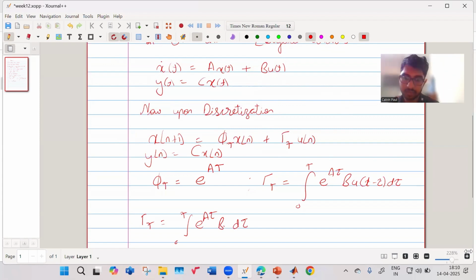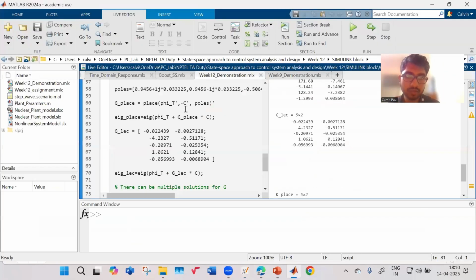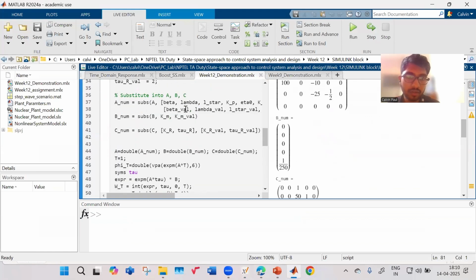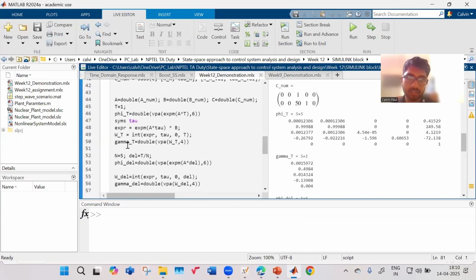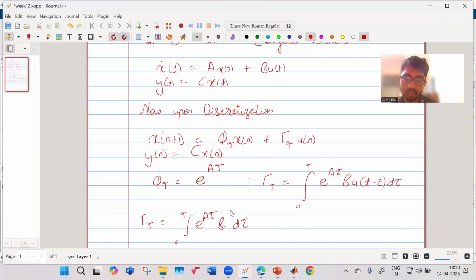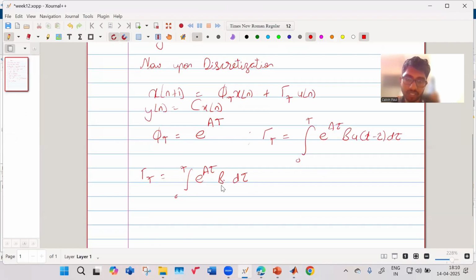And that I have also done in my code. How did I compute it? This is the integration of the expression. The expression is e raised to A tau into B, integrated from 0 to t. Then I found gamma t, which is the numerical expression. So this is the way. Gamma t is the integration from 0 to t of e raised to A tau B d tau.